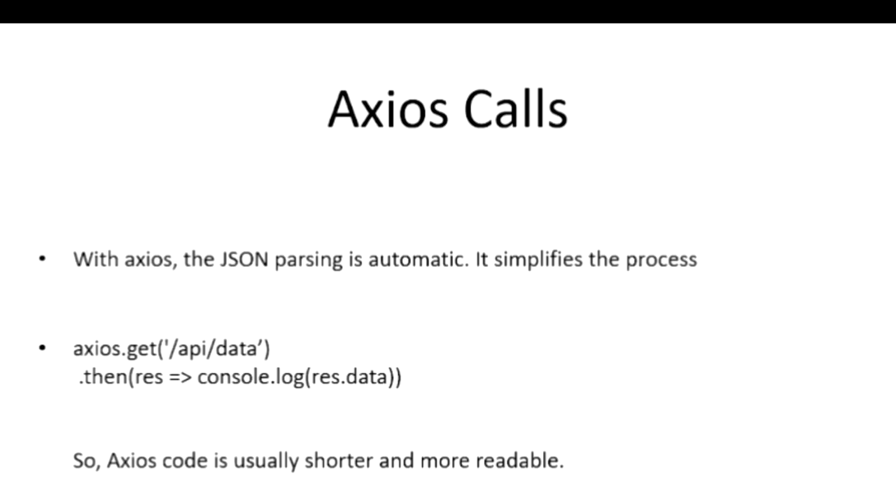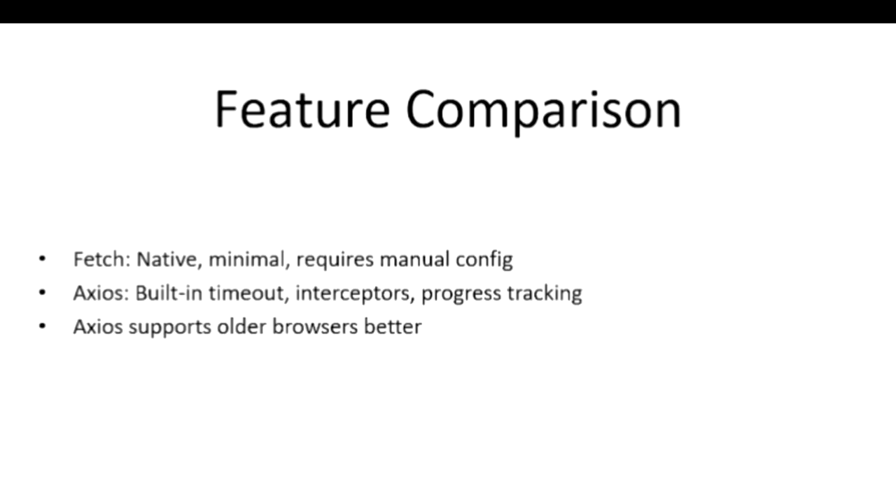Now let's compare the main features of them. Fetch is very simple and minimal, but if you want timeouts or interceptors, you will need to implement those manually. Axios has built-in support for timeouts, request and response interceptors, and tracking upload progress. Axios also has better browser support, especially for older browsers. So while Fetch gives you control, Axios offers convenience.